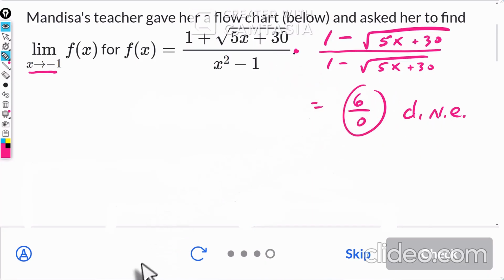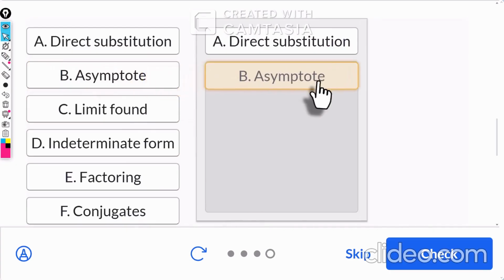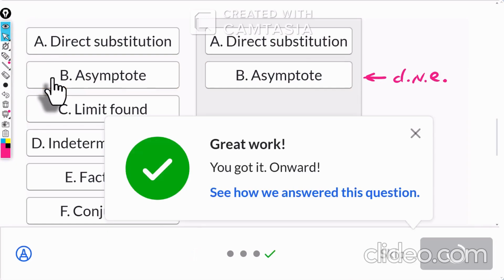We got DNE. All right, so we did direct substitution, and then we said DNE, does not exist. So that's really what they mean by asymptote. So if you get does not exist, that's going to be your asymptote. Hope this one is correct. All right, good. We got it.